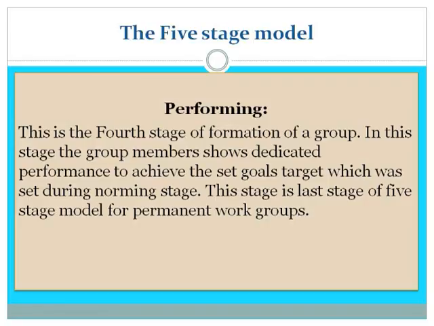Now the next stage is performing. This is the fourth stage of formation of a group. In this stage, the group members show dedicated performance to achieve the set goals and targets which were set during the norming stage. So the standards and goals set in the previous norming stage, they try to achieve through their performance. This stage is the last stage of the five stage model for permanent work groups. If this is a permanent work group, then this is the last stage of this group. But there is one other kind of stage that belongs to other groups. For permanent groups, this is the last stage, that is performing.